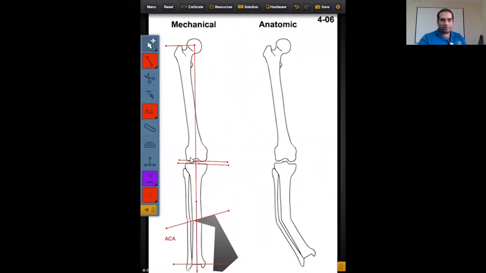It is passing through the center of the knee joint. All the joints are now in line, and we have completely corrected the deformity.